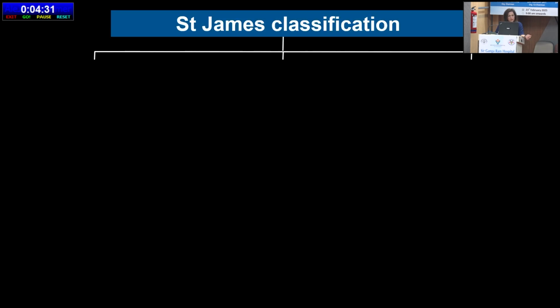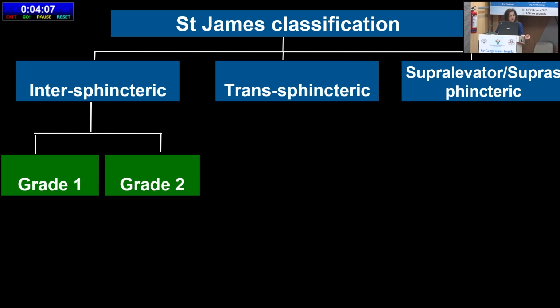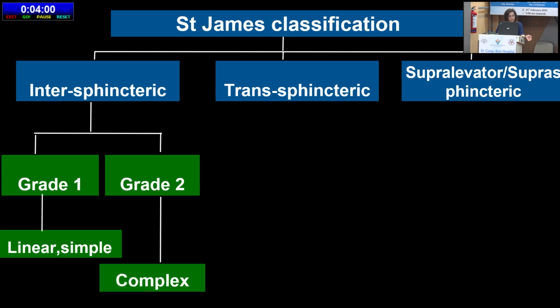So what we radiologists believe in is the St. James classification. And this has already been told to you, but just for the sake of repetition, because this is important, this is what our reports will have. So we divide it basically into 3 categories: the intersphincteric, transsphincteric, and the rest which are not intersphincteric or transsphincteric. They can be supralevator, suprasphincteric. The intersphincteric is further divided into 2 grades, grade 1 and 2. The simple one is grade 1. Grade 2 is the complex one.